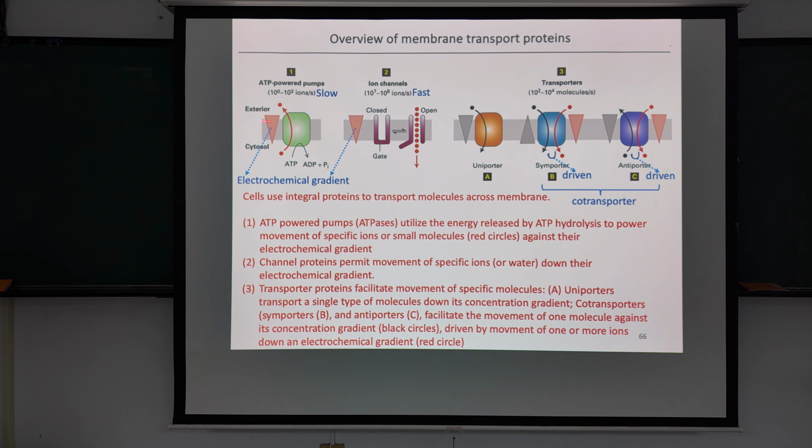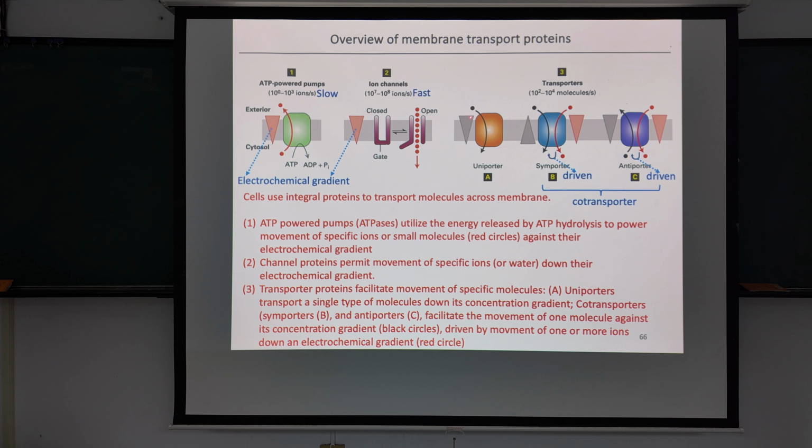So this is a triangle. The gray is the membrane, and this is the triangle. It means there will be a higher electrochemical gradient of those red molecules from this side to the other side. Okay, and if you see the gray triangle, it means the black molecule here has a higher electrochemical gradient to the other side.